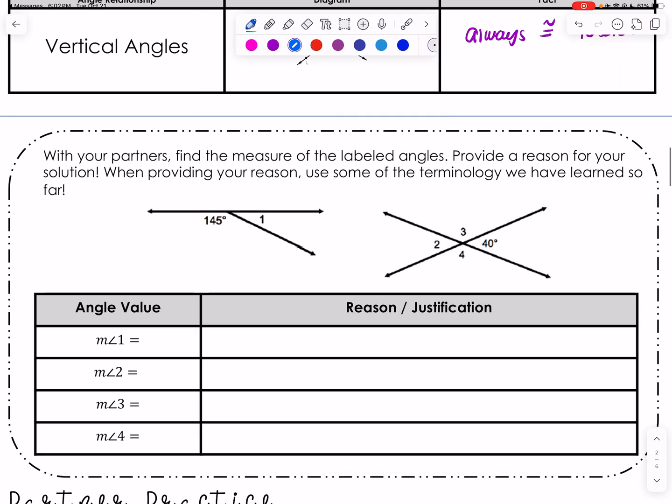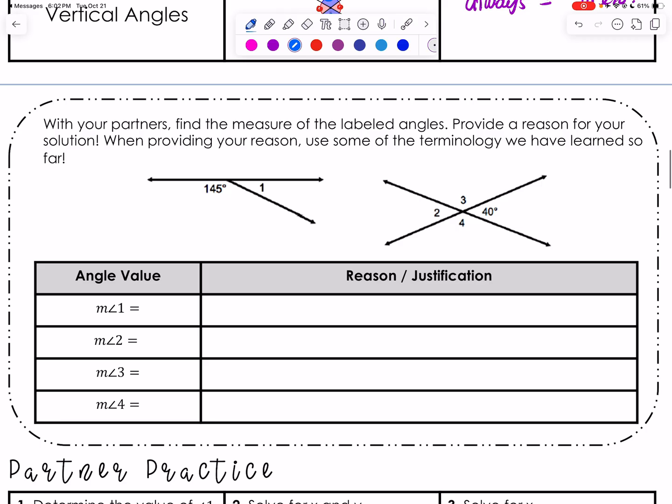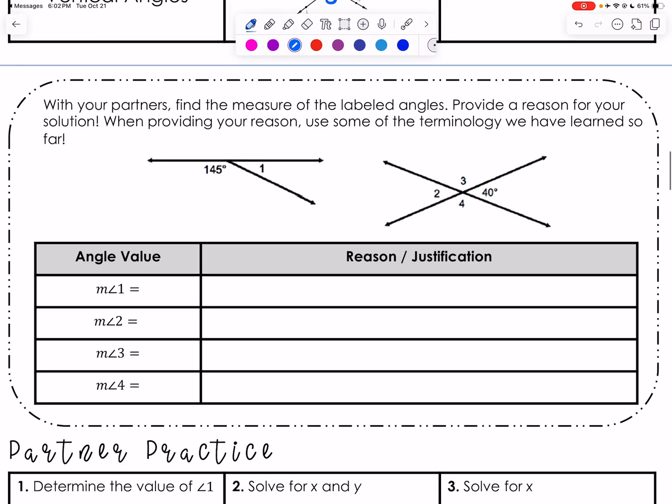Now, let's look on our next page where we're going to do some partner work. If we look here, it says, find the measure of the indicated angles. Provide a reason for your solution. When providing a reason, use some of the terminology we have learned so far.